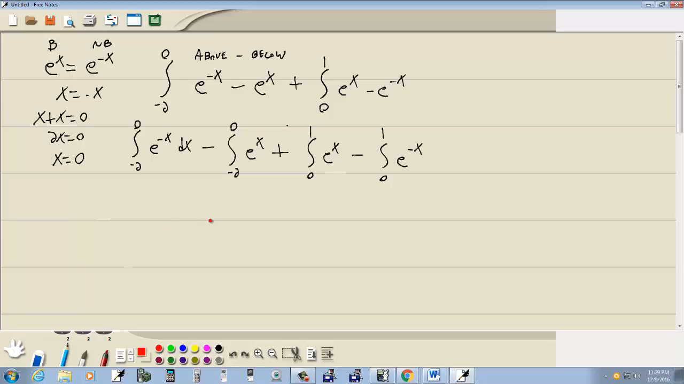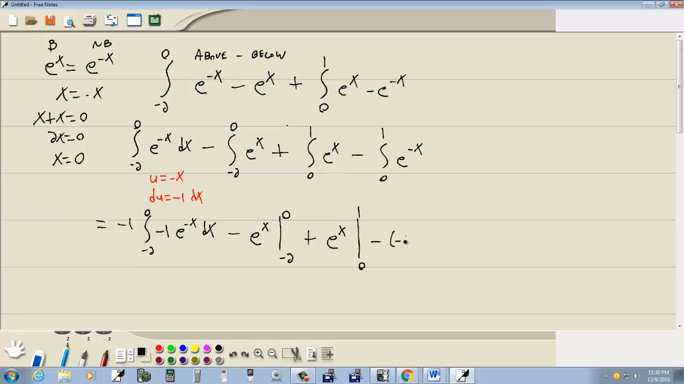These e to the negative x's, we have to do u substitution. So you let u equal your exponent, and du would equal -1 dx. So we need a -1 inside, and we have to offset it with a -1 out in front. Now we're going to do the same thing on this one. The integral of e to the x is just e to the x from -2 to 0. And this one, the integral of e to the x is e to the x from 0 to 1. And then over here, again, I have a negative out in front, but I'm going to put another -1 out in front, same rationale as the first one. And then this will be from 0 to 1, and I'll have a negative 1 e to the negative x dx.